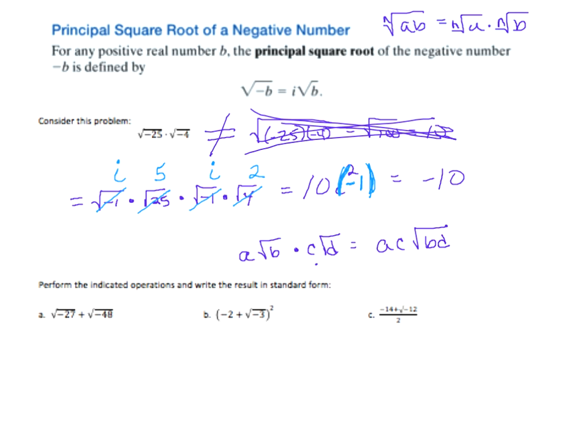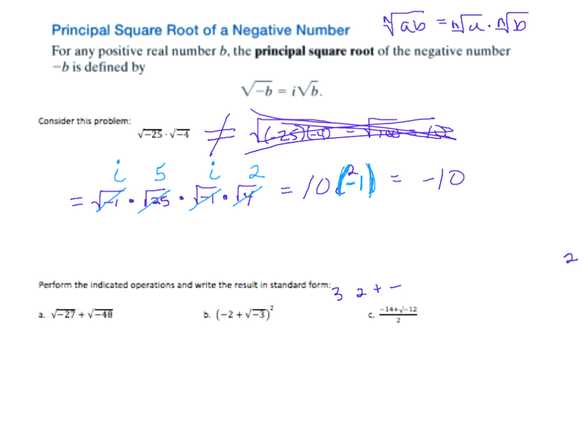Just like you can't add 3x and 7, you can't add 3 square root 2 and 7. Those are not like terms. You can, however, add 3 square root 2 with 4 square root 2. That says you have 7 square root 2s. Okay? So you can only add like radicals. And actually, you can only add like terms, and they're only like terms if they have like radicals.